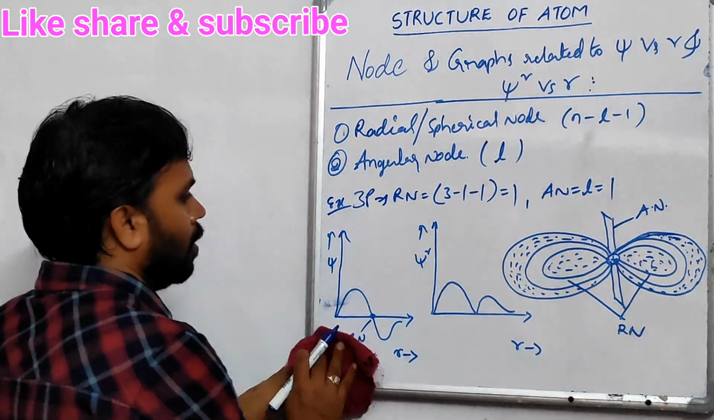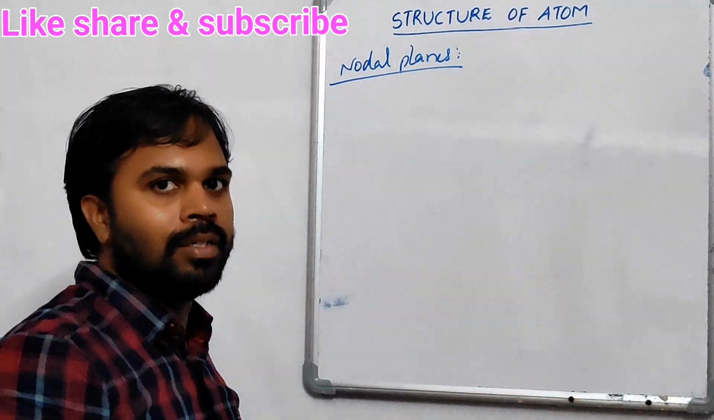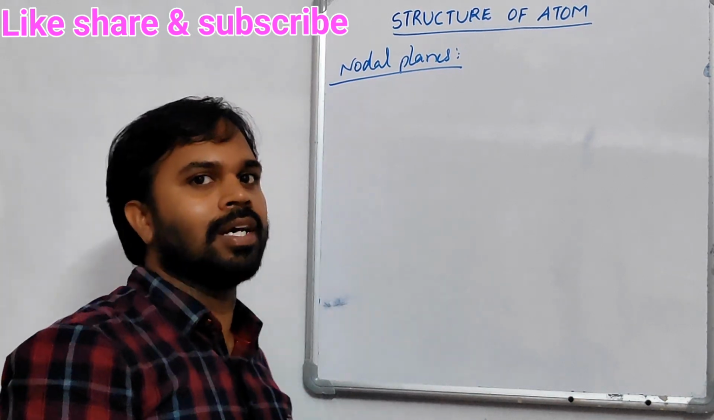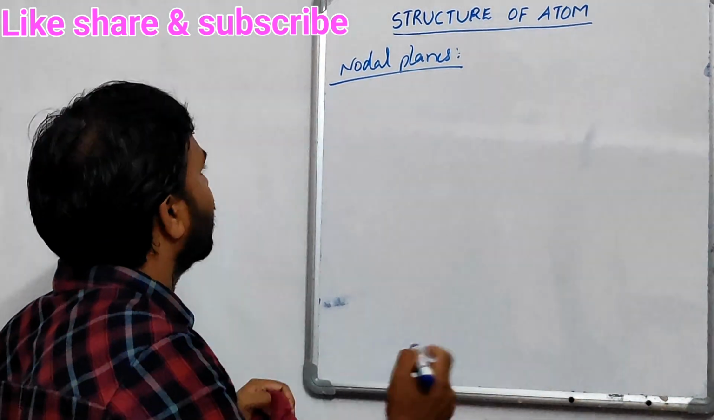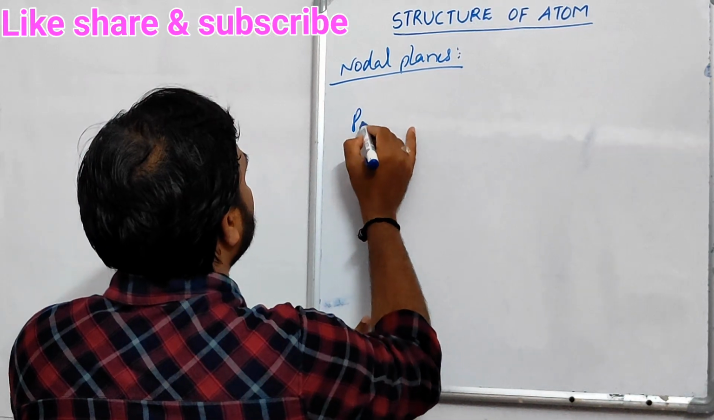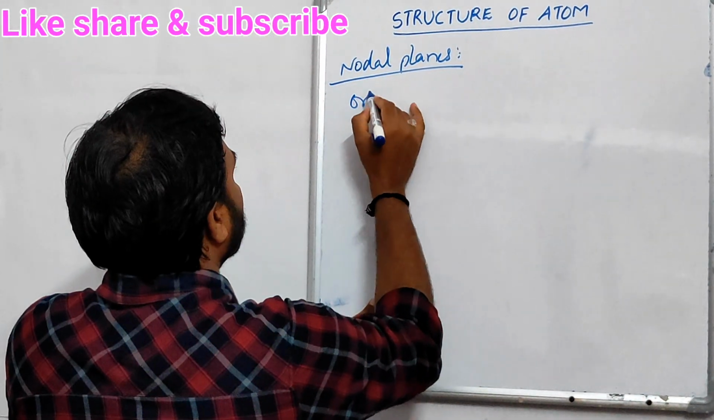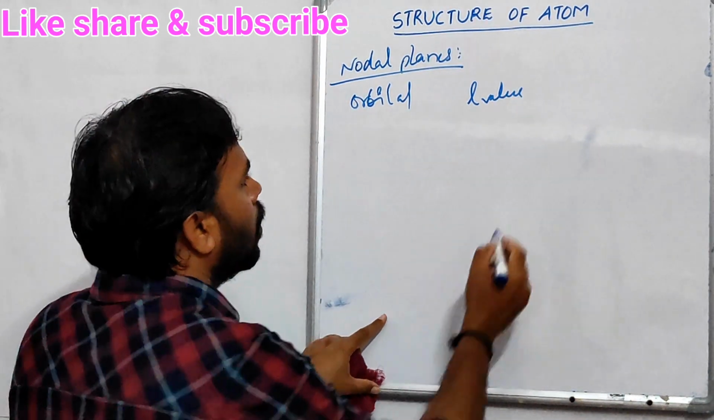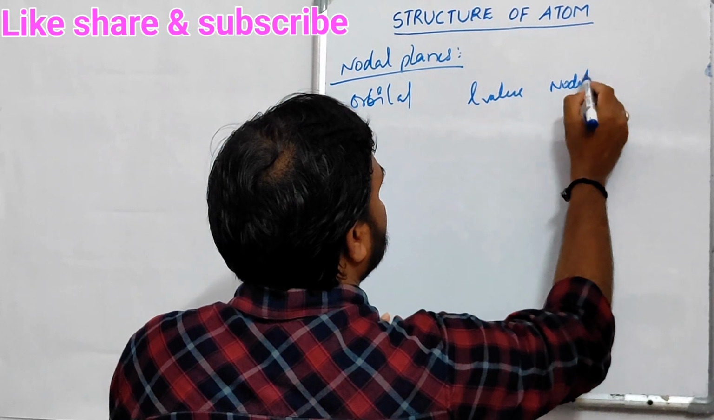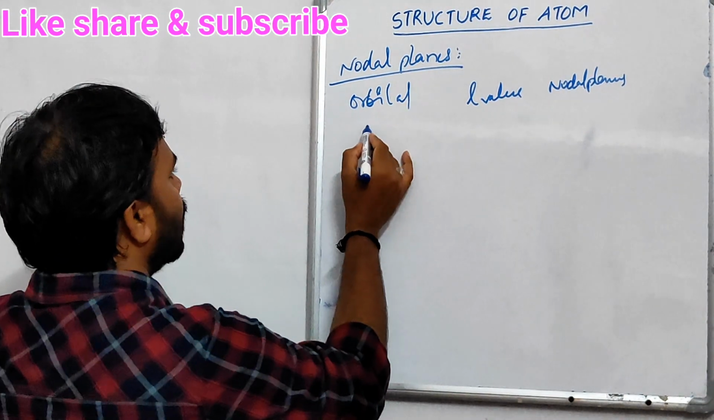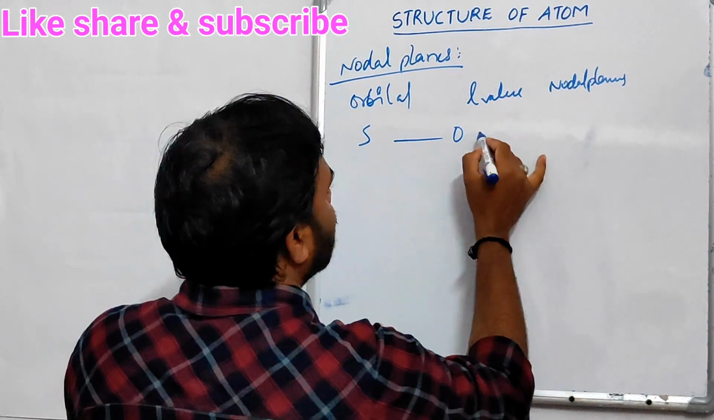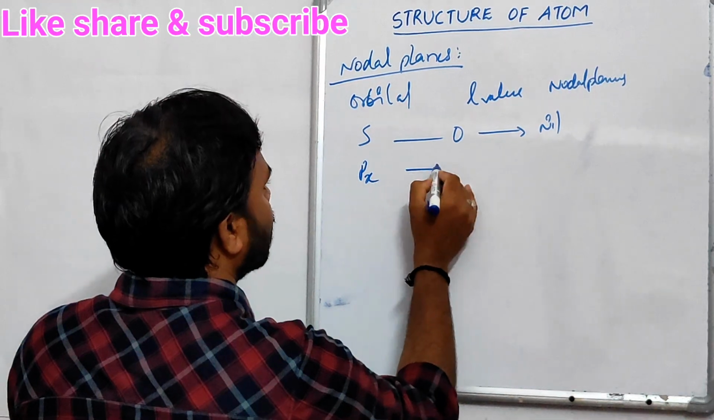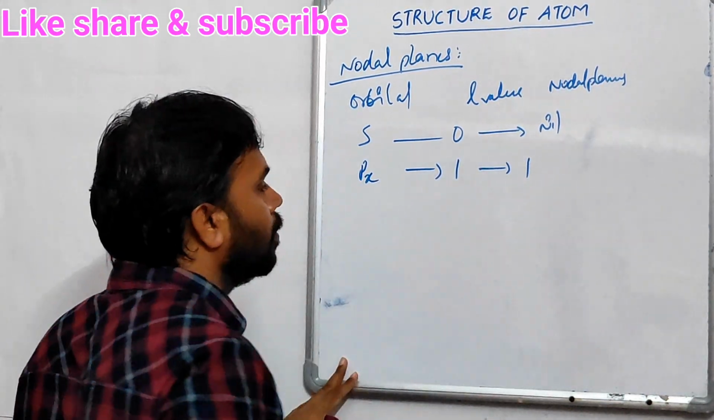Now come to the nodal planes. It is nothing but the plane on which the probability of finding an electron is 0. It is also called an angular node. Let's see. For an s orbital, the L value is 0. It has 0 nodal planes. And for the p orbital, px, the L value is 1. It has one nodal plane.